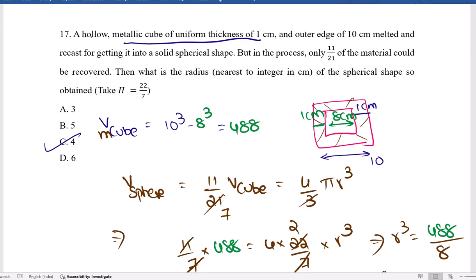This thickness is there, this side thickness is there. So the inner hollow space is only 8. That should be removed. Out of the total 10 cube, remove that empty space, 8 cube, then you will get it correct.